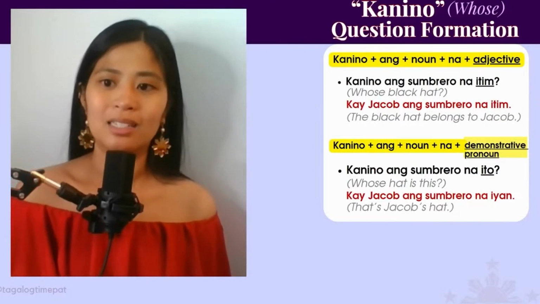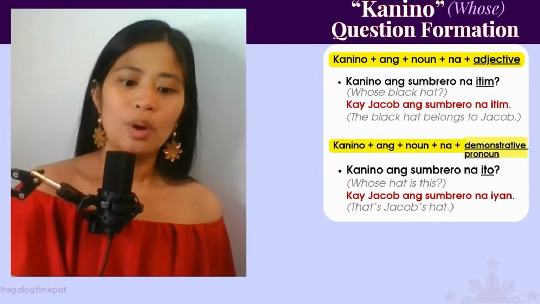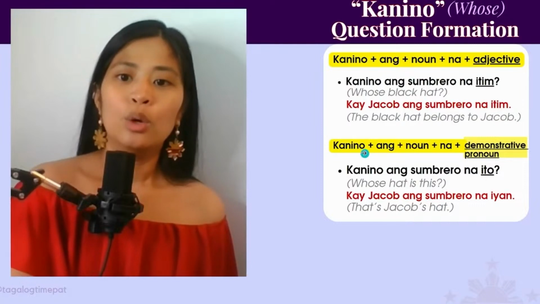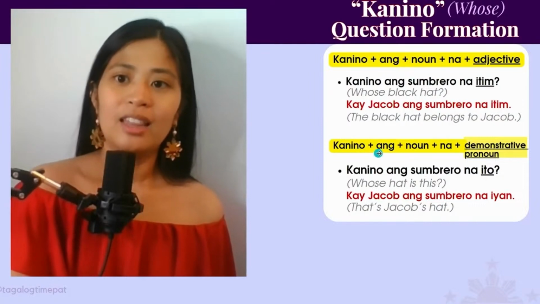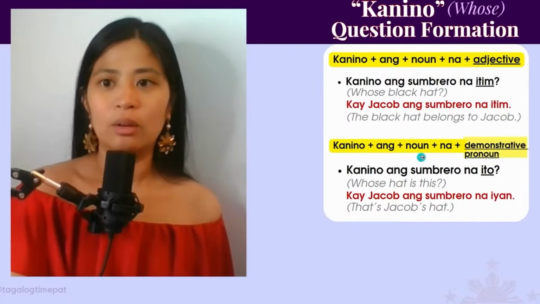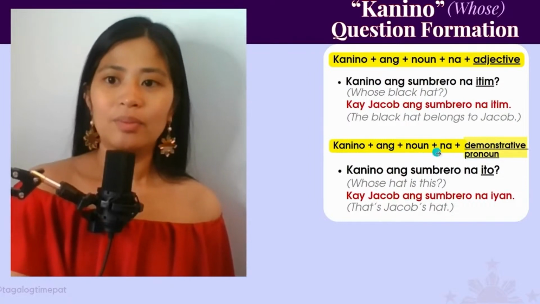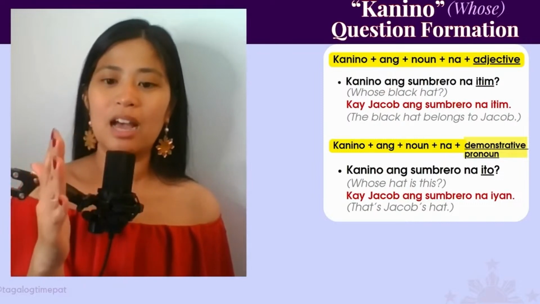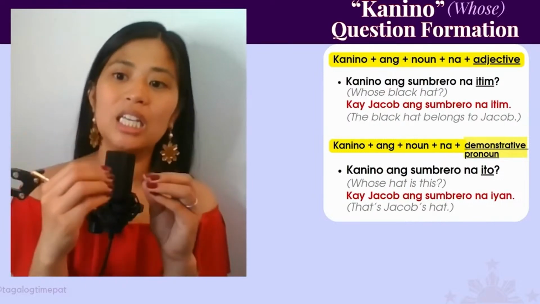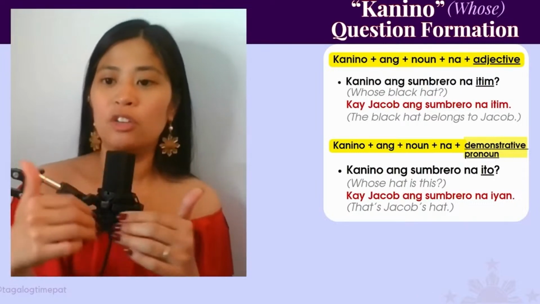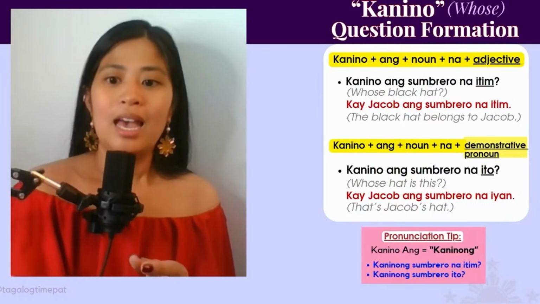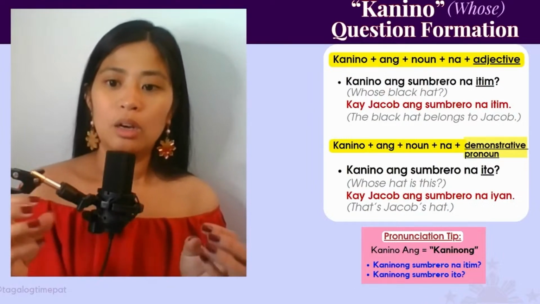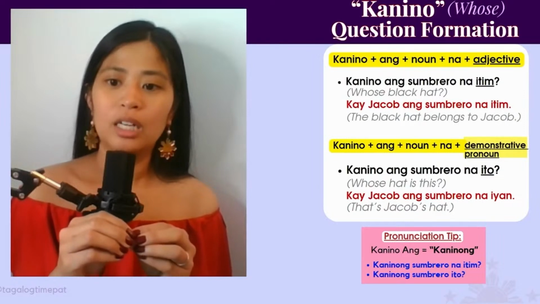That's Jacob's hat. Okay, so hopefully you can see here, there's just this pattern of kanino, then ang plus a noun, na. It's like a sentence marker. Again, sometimes it doesn't have a direct translation, but it's like the linking word for the adjective or for the pronoun. And then just a pronunciation tip, kanino ang can be put together in a contraction.